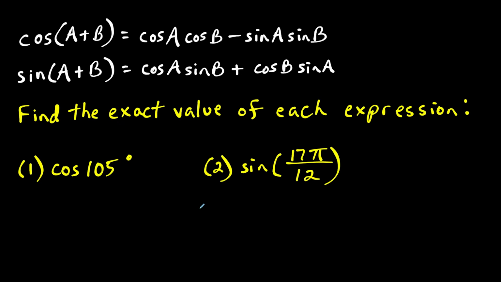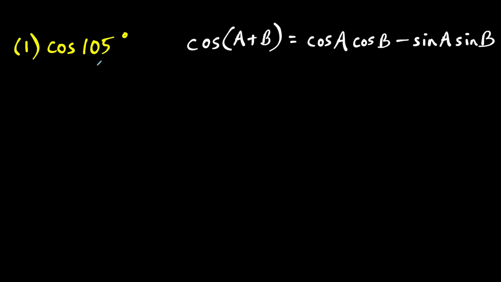Exact value of trig expressions. So here's the two questions we're going to go through, and let's get started. First up here we have cosine of 105 degrees, and we're going to use the cosine angle sum formula since we're dealing with cosine.